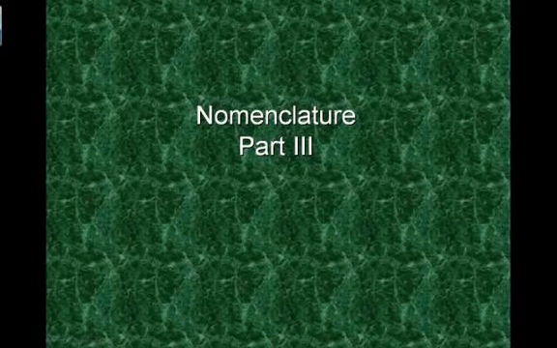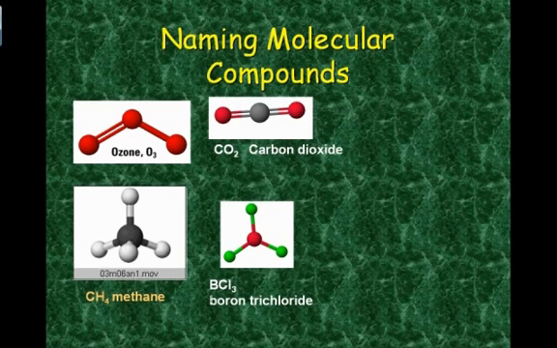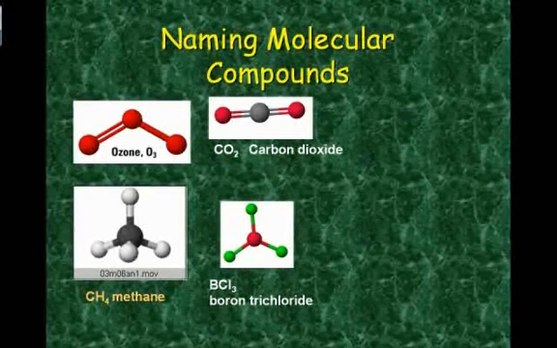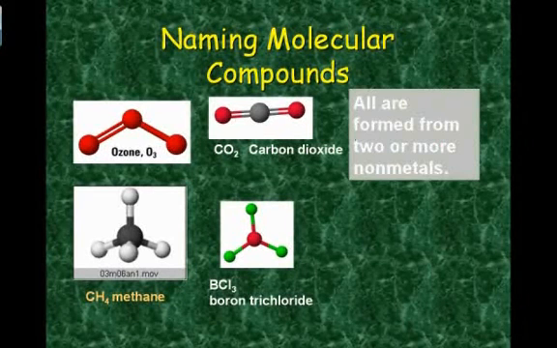The last two groups that need to be named would be the molecular compounds and acids. We're going to start with the molecular compounds. Now the molecular compounds would be things like CO2, carbon dioxide, CH4, which is methane, BCl3, boron trichloride.